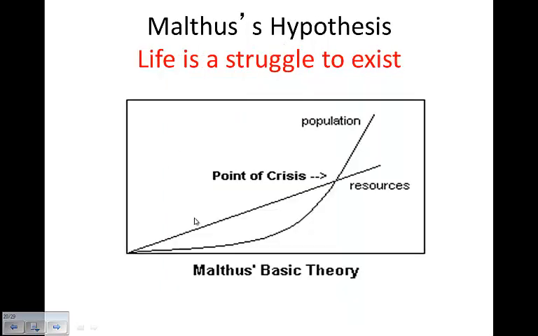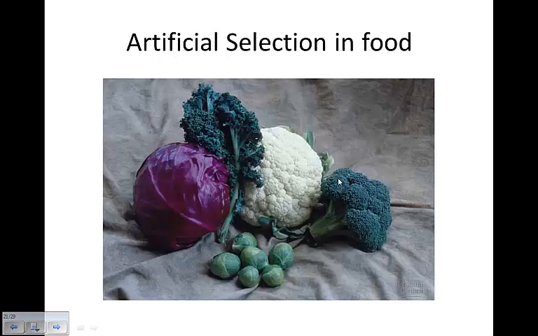So here is Malthus's theory, and the graph that would go with this. This is the point of crisis, where the population exceeds the resources.